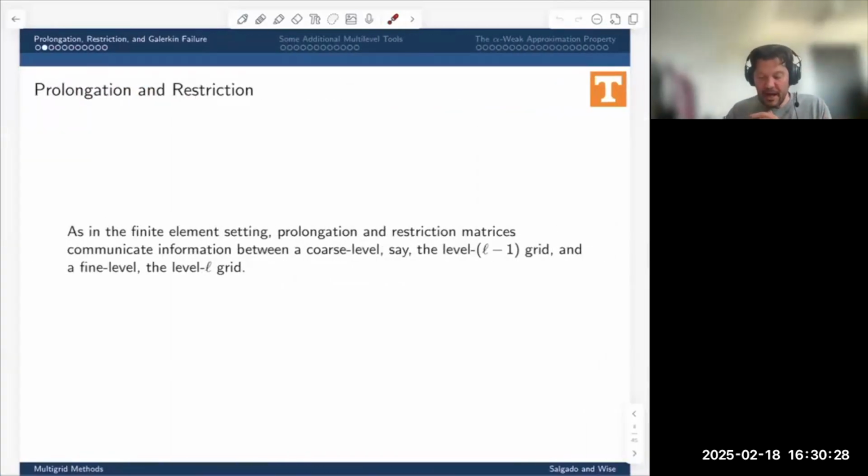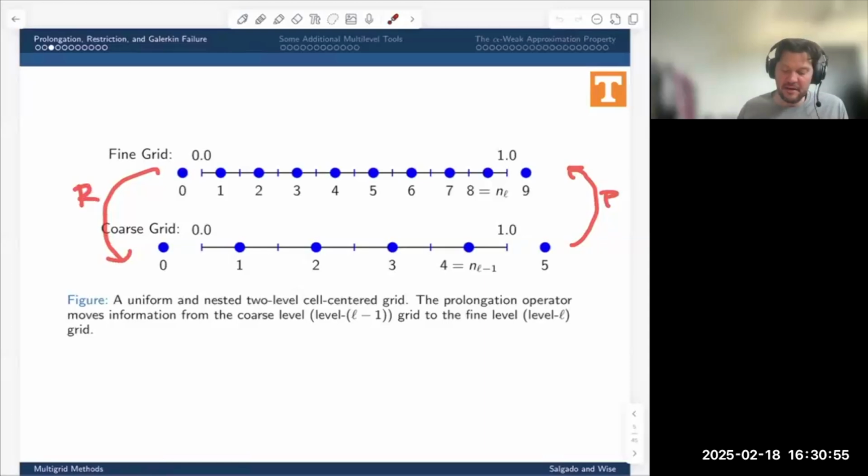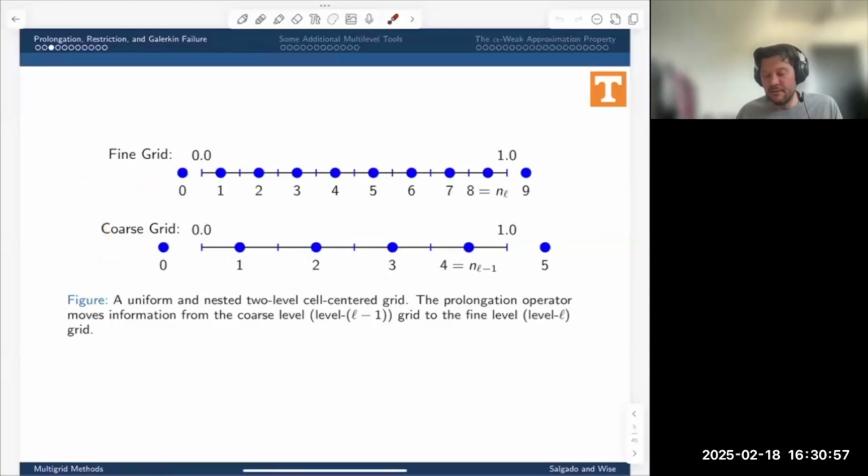So the idea of prolongation and restriction is that these are operators, or matrices equivalently, which move information from coarse grid to fine grid and fine grid to coarse grid. So how does it go? Prolongation takes us from the coarse grid and moves information up to the fine grid. That's what prolongation does. And restriction is just the opposite. It takes information from the fine grid and moves it down to the coarse grid.